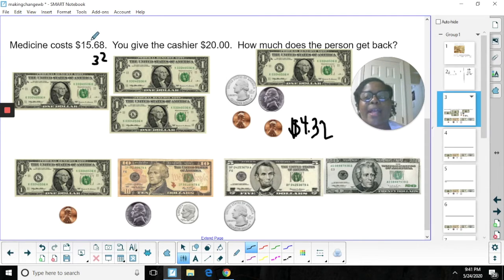Always remember you're going to count up from this amount to your dollar amount or to your bill amount. Whatever that bill was that you gave the clerk or cashier, that's what you're counting up to. And that's what we did. Okay. All right. Let's go to our next page.